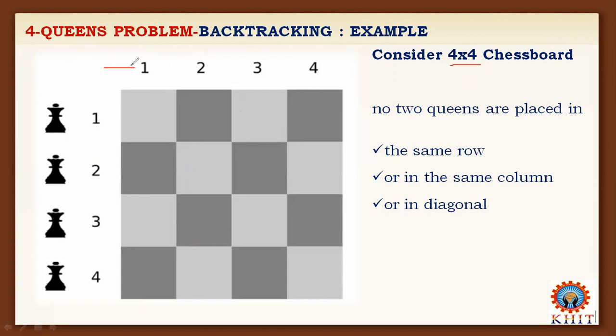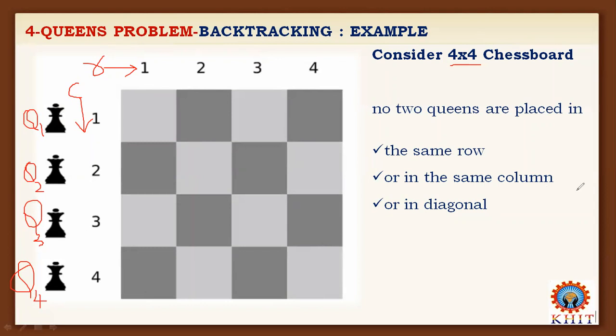So here, how many rows? 4 rows. And here, how many columns? 4 columns. Now consider queen 1, first queen. This is queen 2, second queen. Queen 3, third queen. And queen 4. In total, we will consider 4 queens and take a 4 by 4 chessboard.